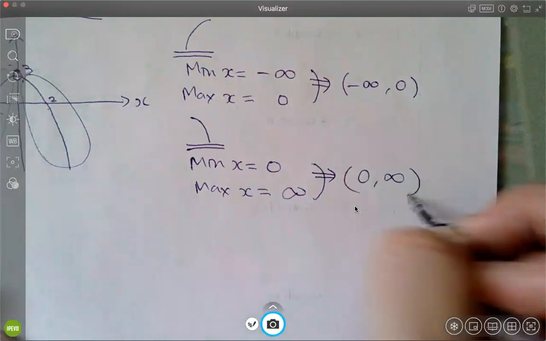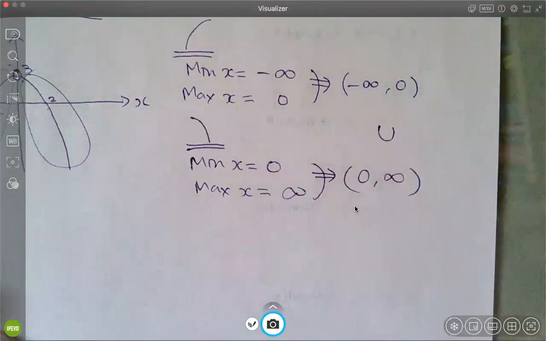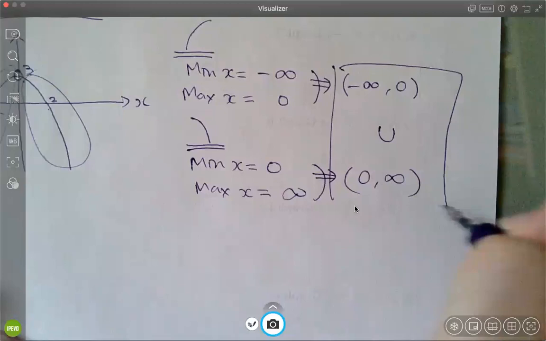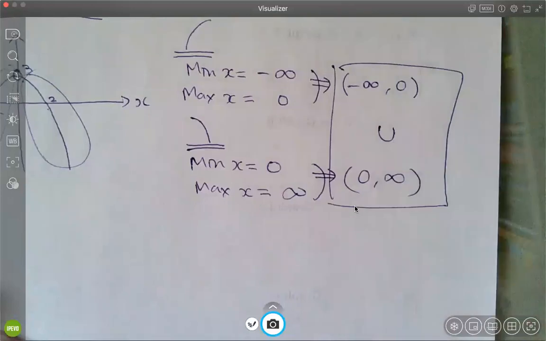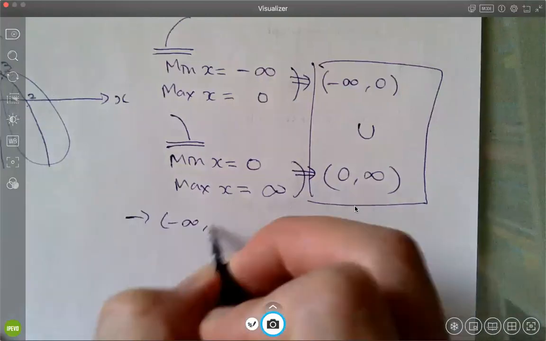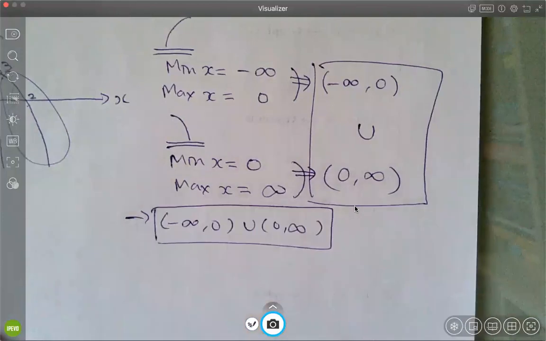So how do we combine these two intervals? Put the U symbol in between, right? So that is the region of continuity. In other words, negative infinity, comma 0, union 0, comma infinity. So that is the answer. Everything but 0 is the continuous region.